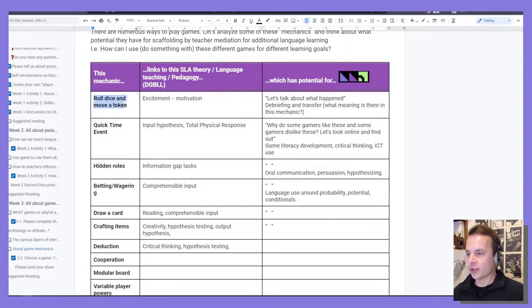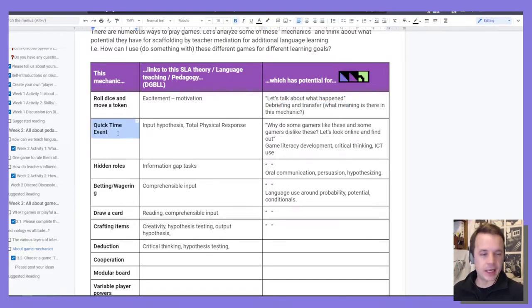Roll dice and move a token, aka Snakes and Ladders or Monopoly. It links to this SLA theory, this language teaching, this pedagogy. So it's excitement, it's motivation, which has potential for LLP being, let's talk about what happened, debriefing and transfer. So after the game has finished, we can talk about what happened.